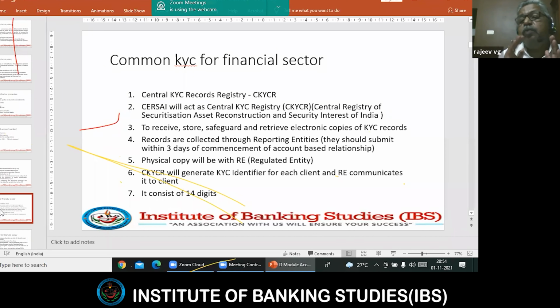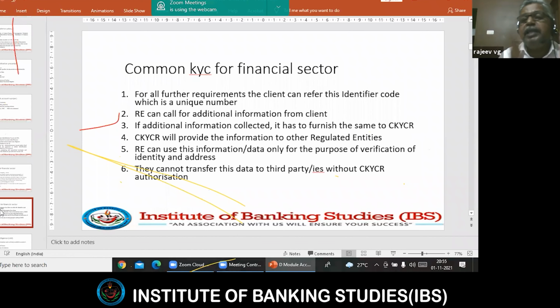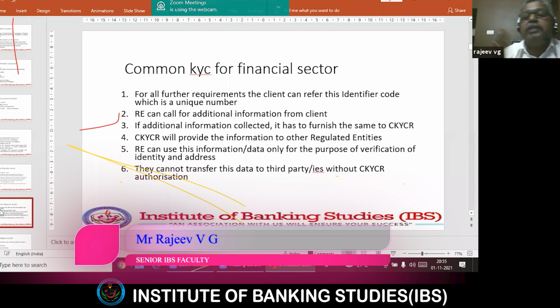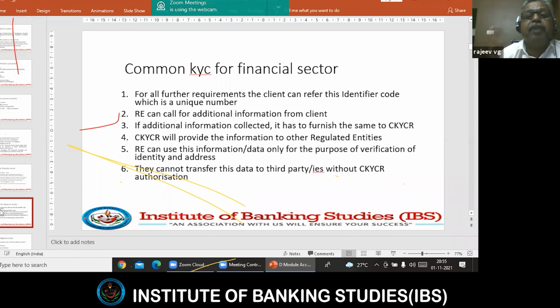For each client whose data is available with CERSAI, they will allot a KYC identifier number, and this consists of 14 digits. For all further requirements, the client can refer to this identifier code, and the regulated entity can call for additional information from the client if required. If there is any address change, it can ask for additional information. If he is going to another regulated entity to open an account, he can give the identifier number.